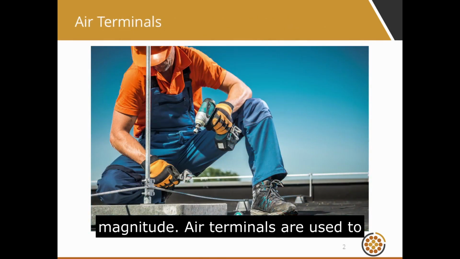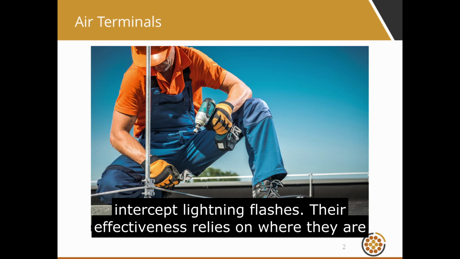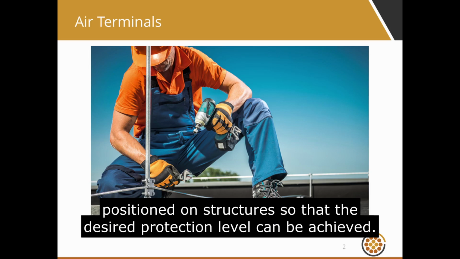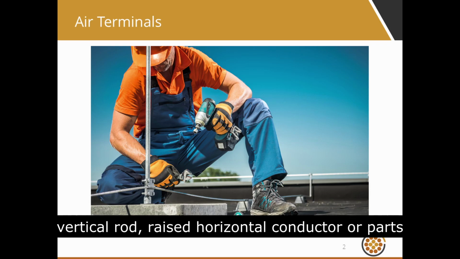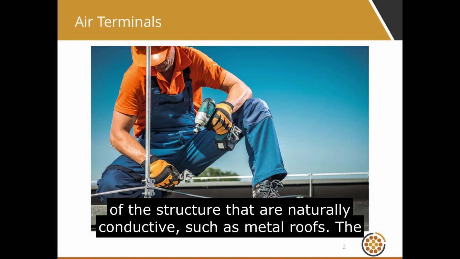Air terminals are used to intercept lightning flashes. Their effectiveness relies on where they are positioned on structures, so that the desired protection level can be achieved. An air terminal may consist of a vertical rod, raised horizontal conductor, or parts of the structure that are naturally conductive, such as metal roofs.